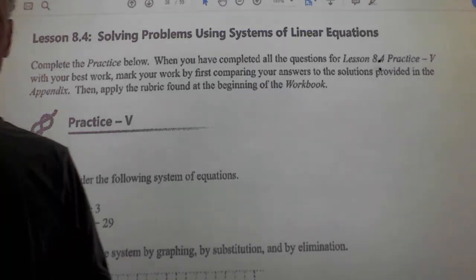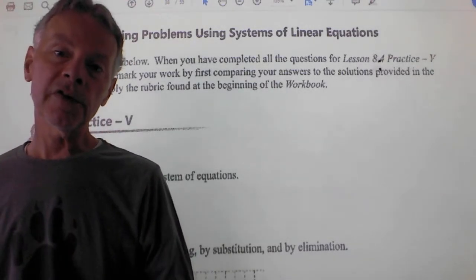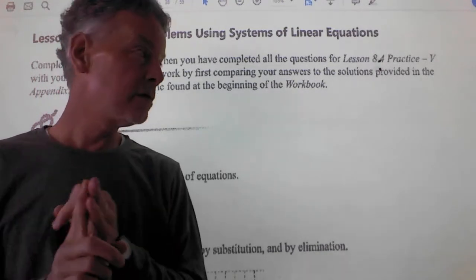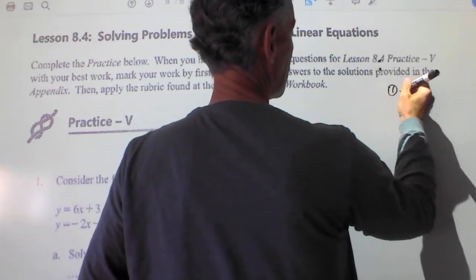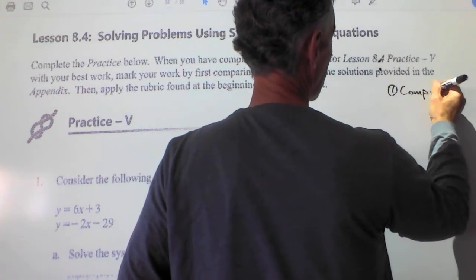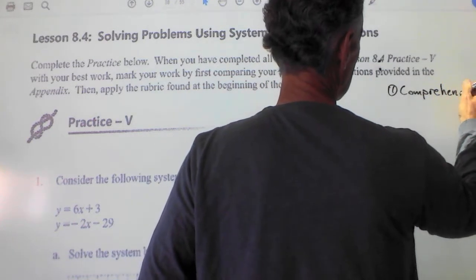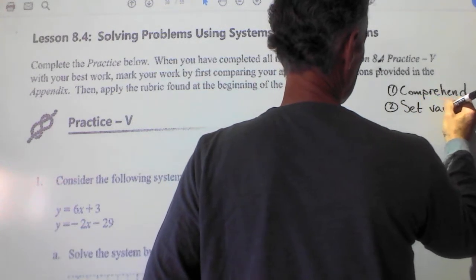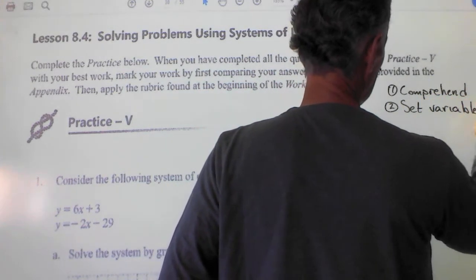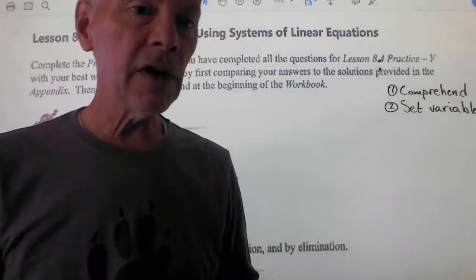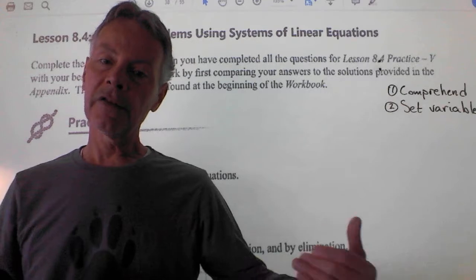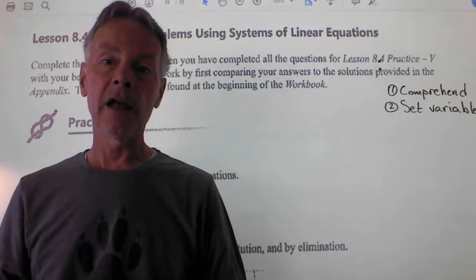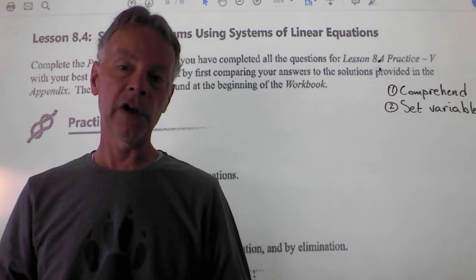In order to solve a word problem, remember, the first step is you always need to read and try to comprehend the word problem. Okay? So, step one, you got to comprehend it. You got to know what's going on. Step two, you need to set your variables. So in other words, you actually need to write down let x equal blah blah blah and let y equal blah blah blah. And try to be as specific as you can when you're setting those variables.